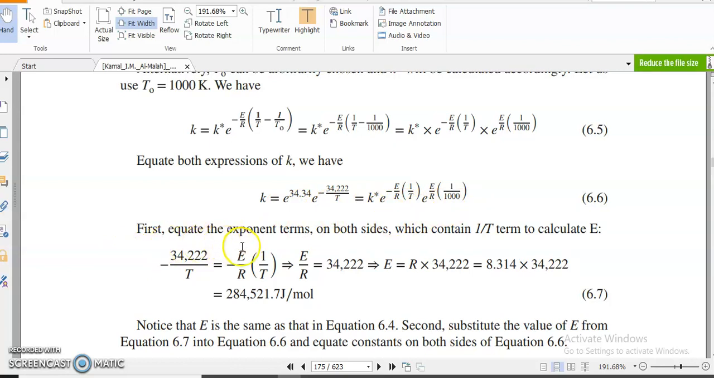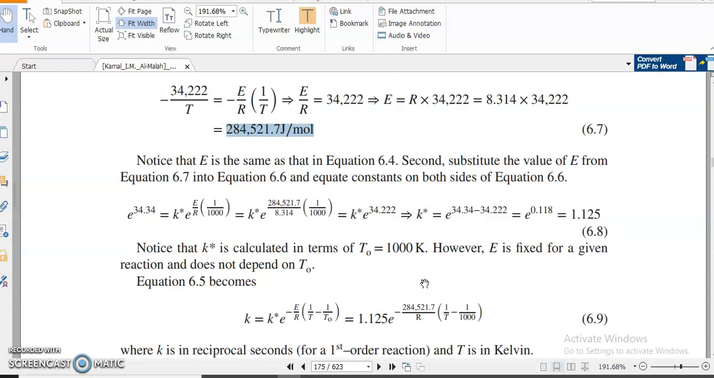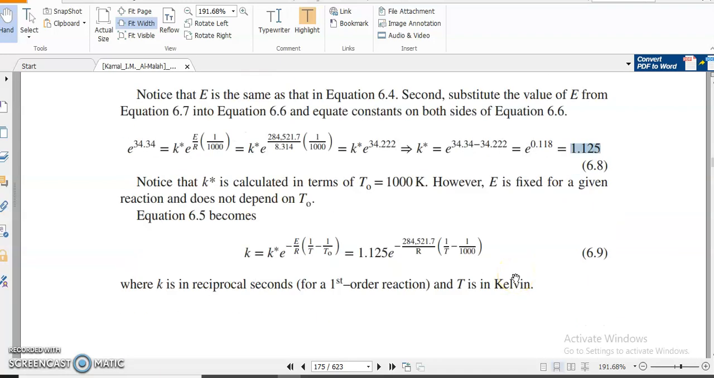And so finally we have K equal to this amount. Then we have to repeat the exponent terms on both sides, which contain the 1 over T terms, to calculate the E value, and the output became this amount. Now we can calculate using equations 6.7 and 6.6, and then the K value would be 1.125. And we can also have the alternative K values, we can put this for the K value, or we can take this.